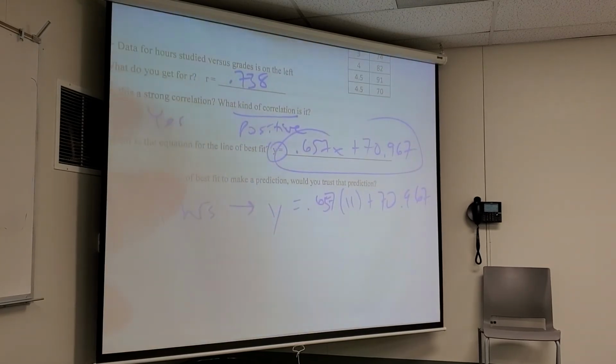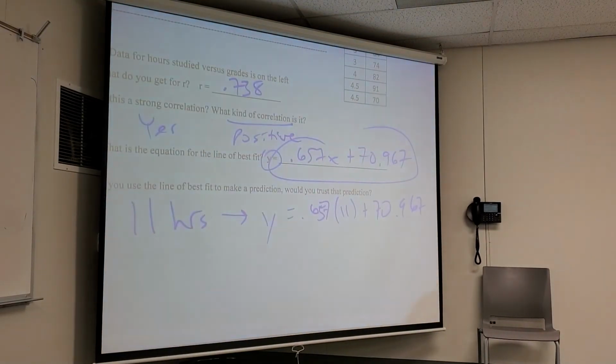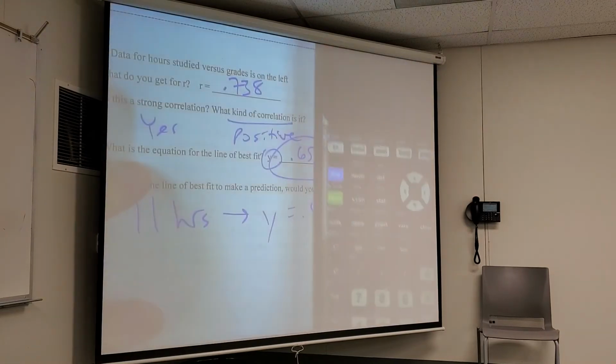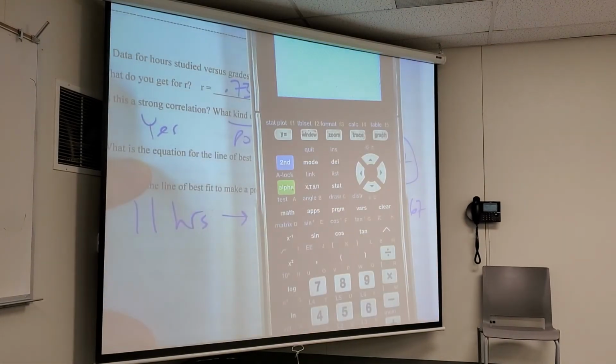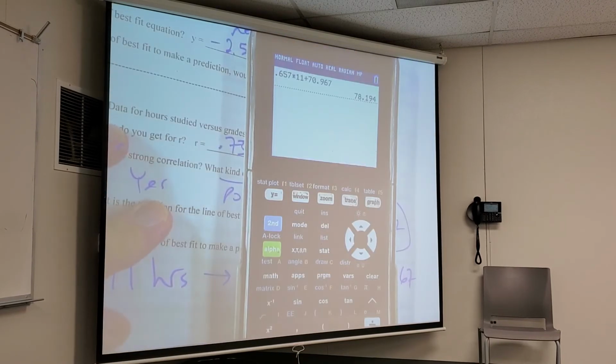0.657 times 11. Does that make sense? I mean, we created an equation. In algebra, you're given equations. Here we created one based on data. I can then make predictions if my R tells me I can trust it. So see what we get. 0.657 times 11 plus 70.967. I get 78.194.